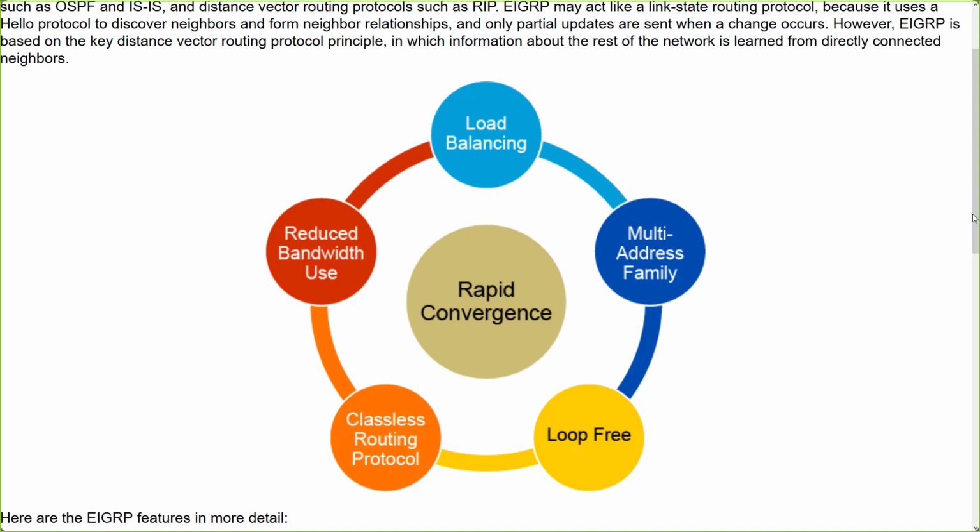OSPF, in order for us to load balance paths, they have to have the same metric. We either have to trick OSPF into thinking they're the same, or they actually literally have to be the same, right? In IS-IS, it's a very similar concept. BGP, as an exterior routing protocol, actually doesn't even support load balancing. We can do kind of fake load balancing, if you will, by manipulating path attributes.